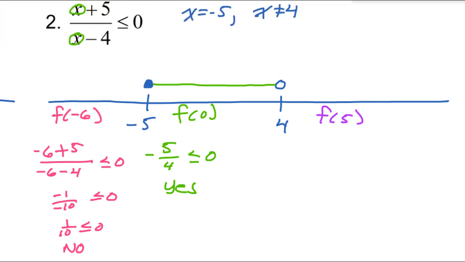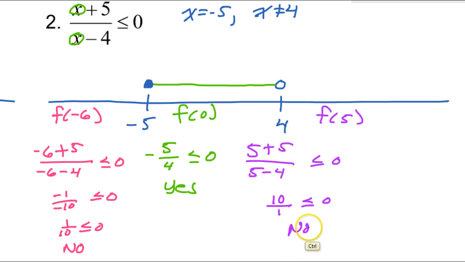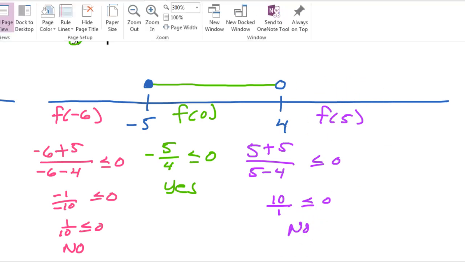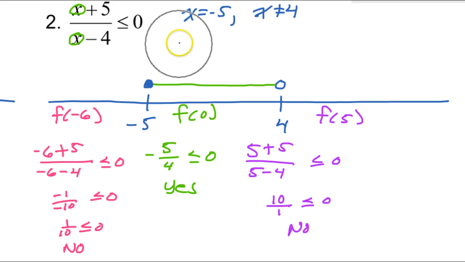And finally, I'm going to check f at 5. So this would be 5 plus 5 over 5 minus 4 less than or equal to 0. Well, that's 10 over 1. Is that less than or equal to 0? No, that's a positive number. No solutions in that interval. So, time for interval notation. It should be -5 to 4, bracket, parentheses.